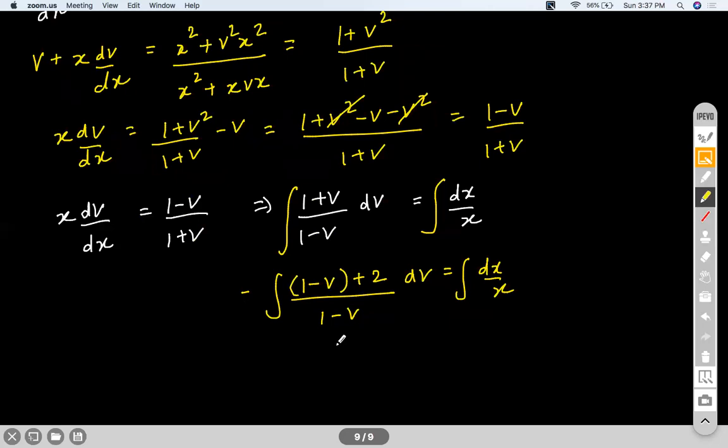Okay, no issue with this. Fine. So now let's split these terms as negative 1 dv. You can send the negative on the other side also in order to make your life simple. So 1 dv plus 2 by 1 minus 1 dv is equal to negative dx by x.